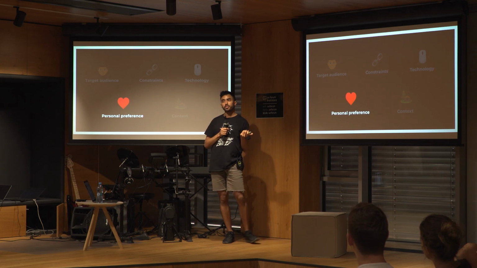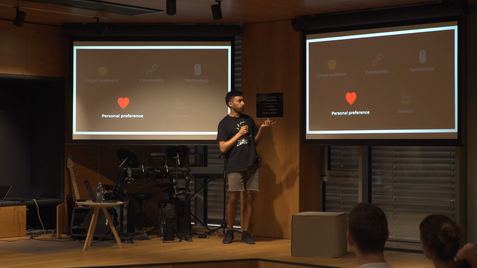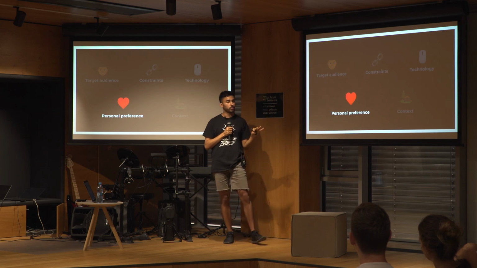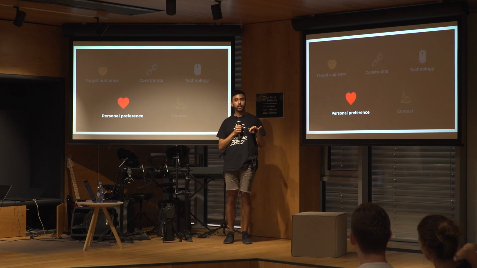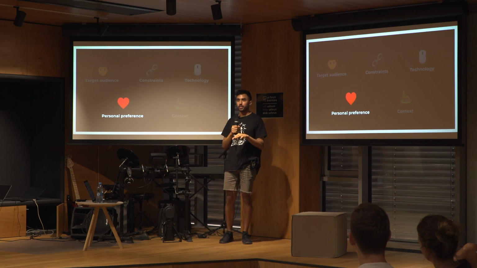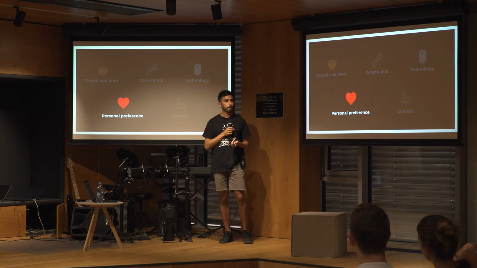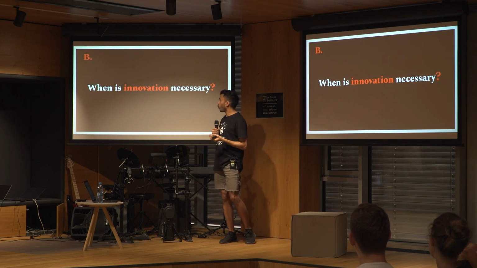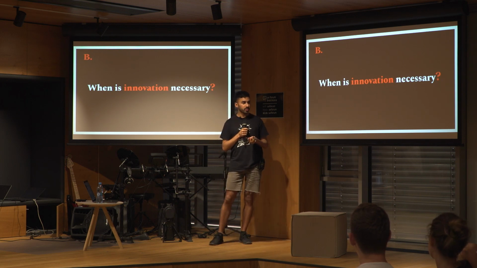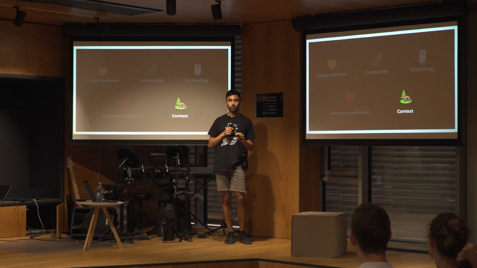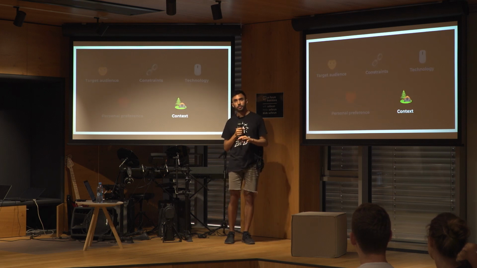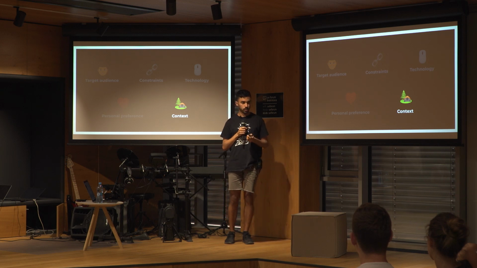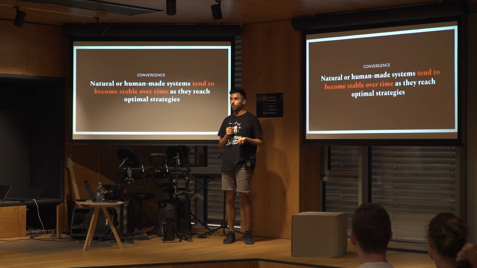So in the case of Martin, the reason how he decides what's best for him is his personal preference. So he prefers something that's simpler, something that he's already used to, right? So that leads to my question. So when is innovation necessary, right? And the way that I'm going to try to explain this a bit is by focusing on context. And I'm going to go a bit on a story here.